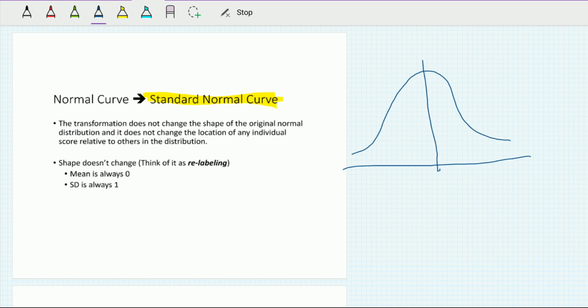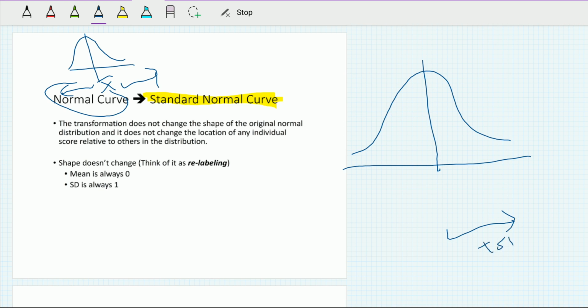Automatically, in the center, this is where it changes a little bit. In the normal curve, the center is the average, or the mean, and then it increases by the standard deviation or decreases by the standard deviation on both sides. For the standard normal curve, basically everything's the same. The right side is positive standard deviations, and the left side is negative standard deviations. But the only thing is we are going to completely relabel it. We always take the mean to be 0, and the standard deviation is always 1.